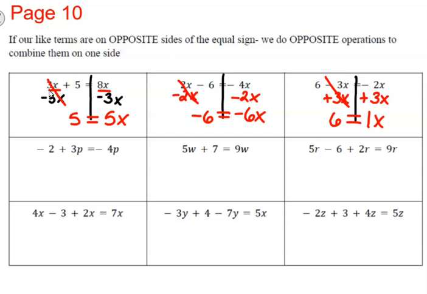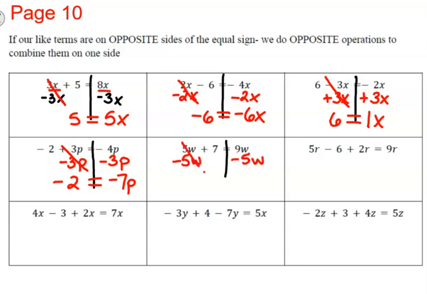So hopefully you've done the next 2 boxes. If I go back, here's my equal sign. I have a positive 3p. The opposite will be minus 3p. So that's going to leave us negative 2 equals negative 4p minus 3p is negative 7p. On the next one, here's my equal sign. I have positive 5w, so I need to subtract. And so 7 equals 9w minus 5w is 4w.